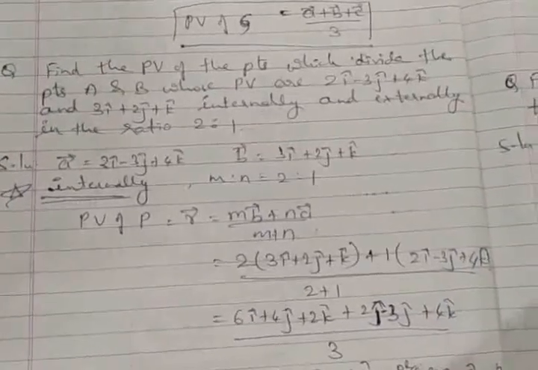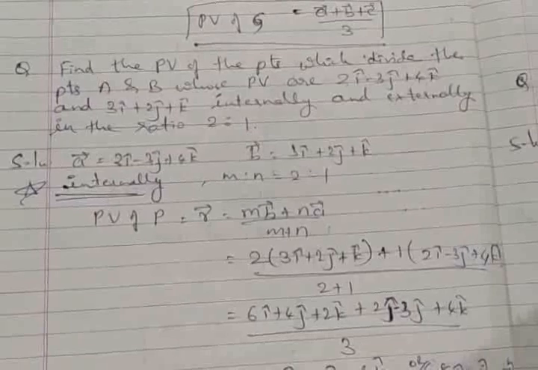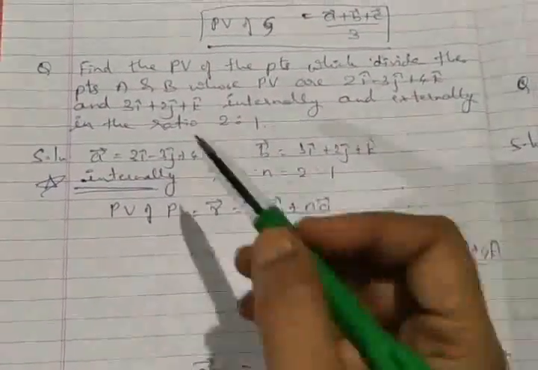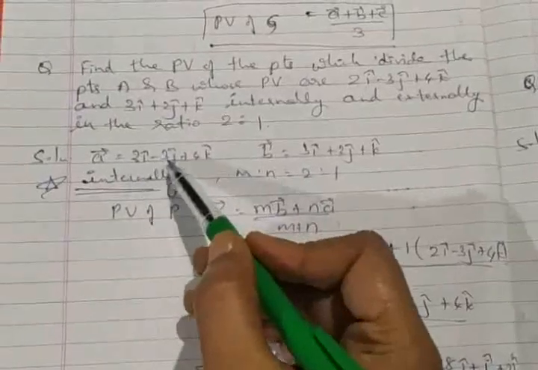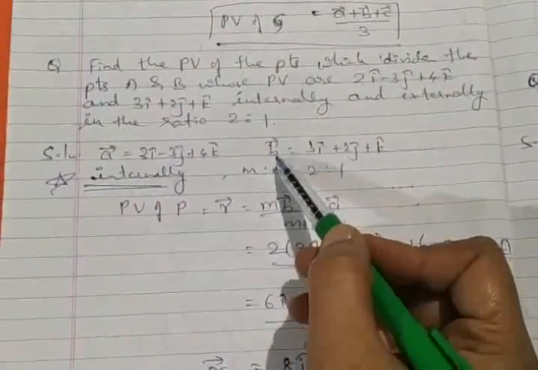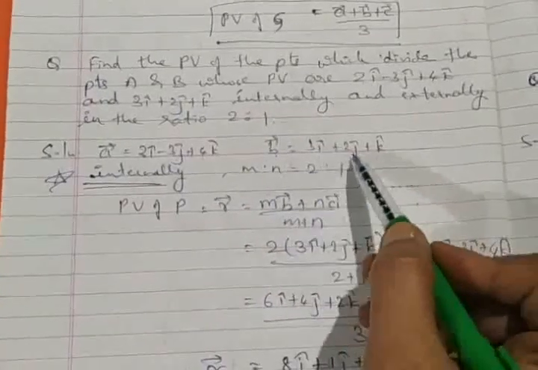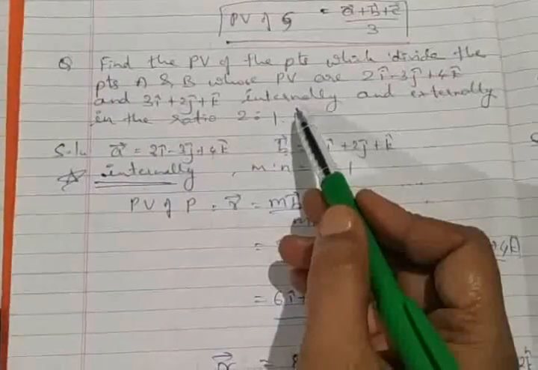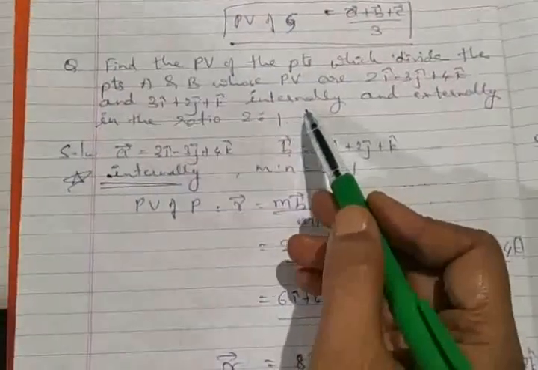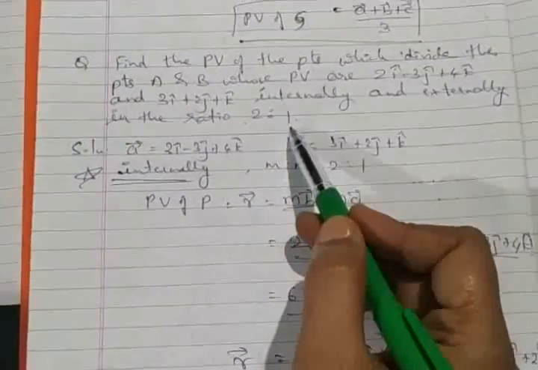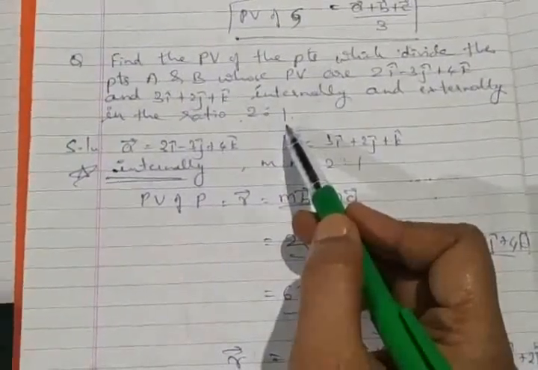Welcome back. In the last video I gave this question to solve, and I hope you have done it. The given question has the position vector of A as 2, -3, 4 and the position vector of B as 3, 2, 1. They ask us to find the position vector of another point which divides these two points in the ratio 2:1. In the previous video we discussed the derivation.